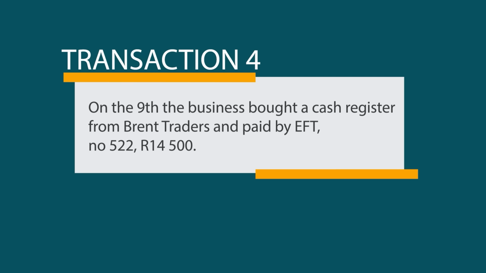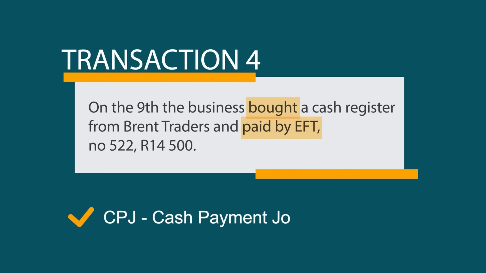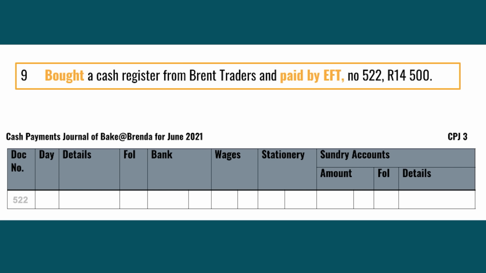On the 9th, the business bought a cash register from Gr8 Traders and paid by EFT number 522 for 14,500 Rand. Remember, stop, evaluate, and move on. The key words in this transaction are bought and paid. So this should be recorded on the CPJ. The document will be 522. The day is the 9th. Details will be Gr8 Traders. Bank and sundry accounts column will be recorded with 14,500 Rand, and the details will be equipment. Let's look at that example one more time.